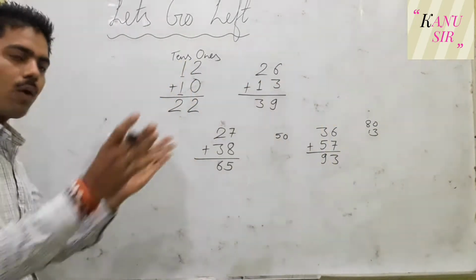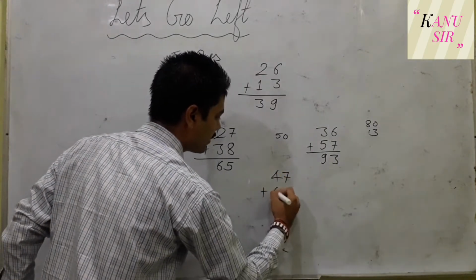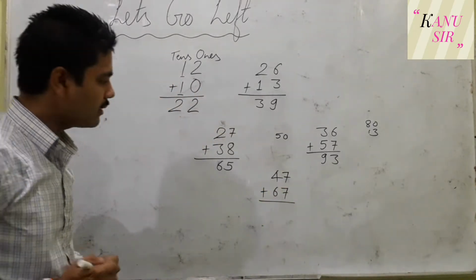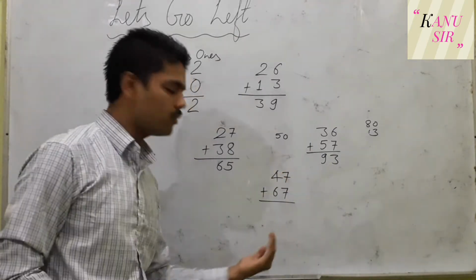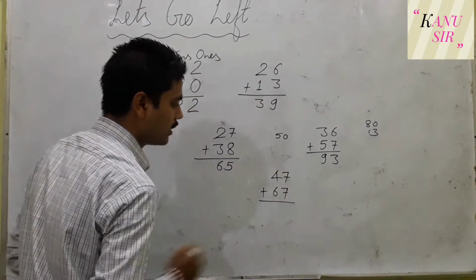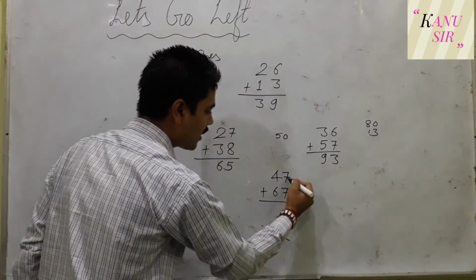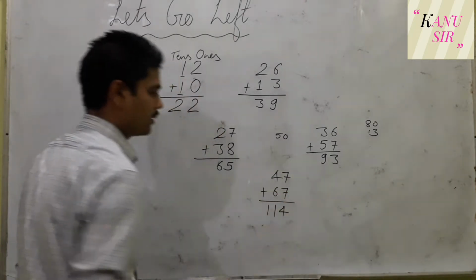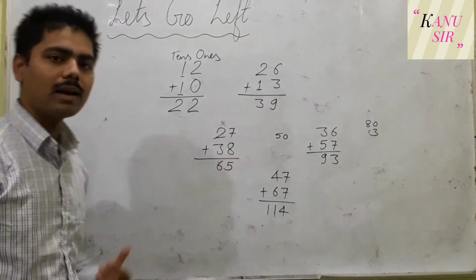Let us take one more example, 47 plus 67. Again there is the carryover problem. Usually we do 7 plus 7 is 14, 4 and 1 goes as carryover, from right to left. Now let us go from left to right. 40 plus 60 is 100 and 7 plus 7 is 14. So 114. This is the easy method going from left to right.